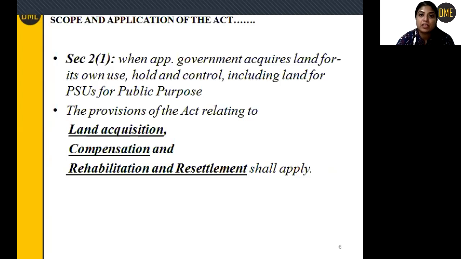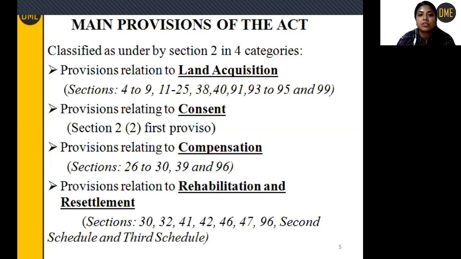So where the appropriate government is going to acquire the land for its own use or for public sector undertakings for public purpose, then the ownership is going to be transferred to the state. In such cases, the provisions relating to land acquisition are sections 4 to 9, 11 to 25, 38, 40, 91, 92, 95, and 99. Then the compensation provisions, 26 to 30, 39, 96, then the rehabilitation and resettlement provisions, which are provided under sections 30, 32, 41, 42, 46, 47, and 96. So these are the provisions.